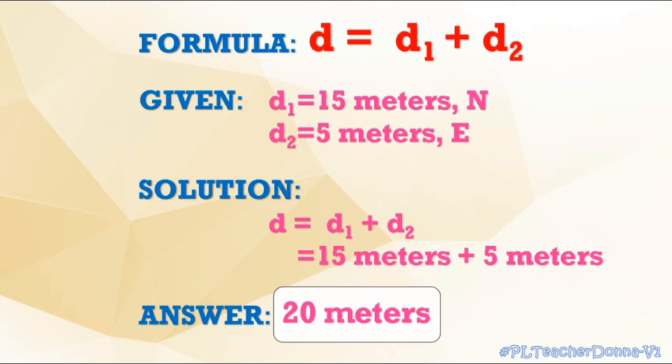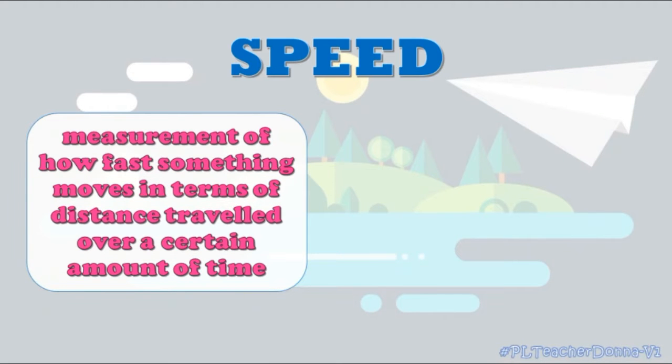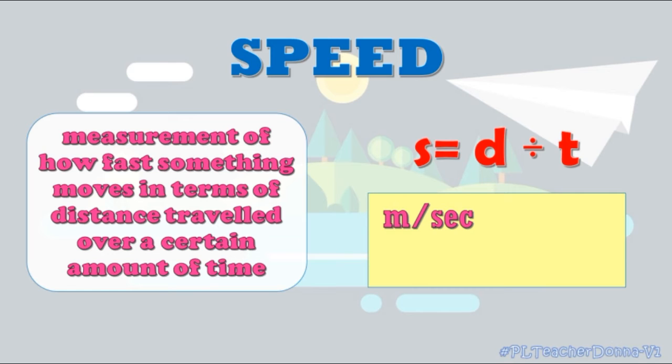Another way to describe motion is by speed, velocity, and acceleration. They differ from each other. Speed measures how fast something moves in terms of distance traveled over a certain period of time. To calculate, we divide distance traveled by the amount of time taken. So that's s is equal to d divided by t, wherein, again, s is speed, d is distance covered, t is time traveled. Speed is expressed by the units meter per second, kilometer per hour, miles per hour, and meter per minute.